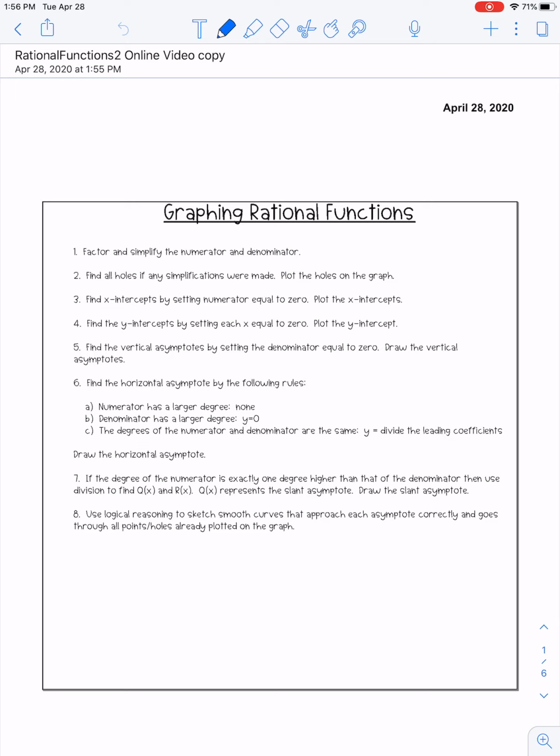So the first one I'm going to do is number 4 from the homework, and that was x squared minus 2x minus 8 over x squared minus 9. And when we ended up simplifying that, we got x minus 4 times x plus 2 over x plus 3 times x minus 3. And I can see nothing simplifies, so I have no holes.